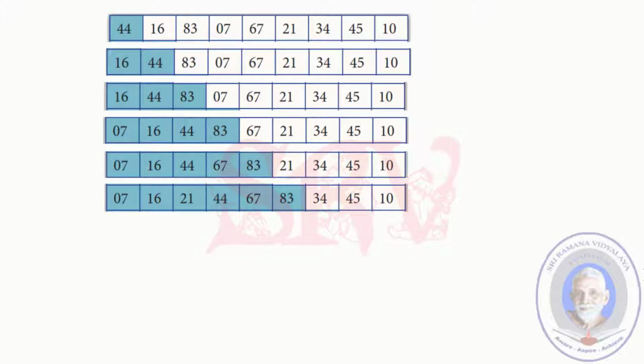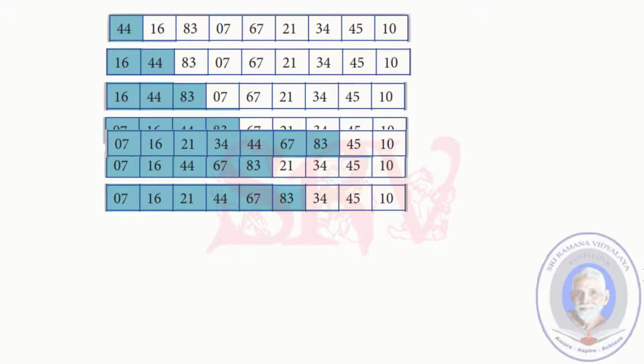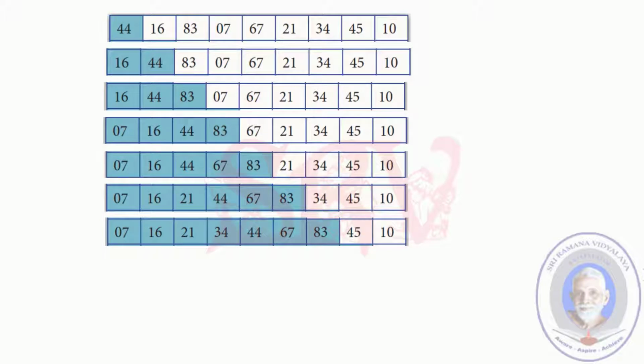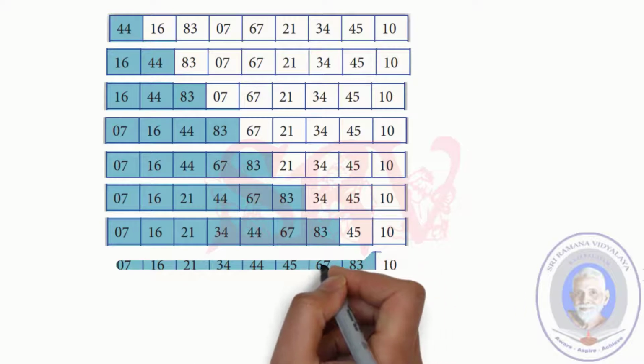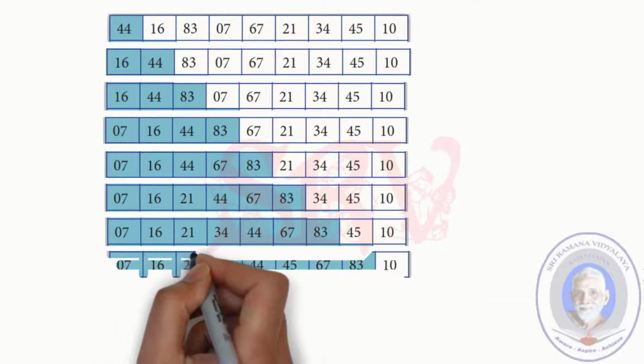Now the rightmost element in the sorted list is 83 and the leftmost element in the unsorted list is 34. So 83 is compared with 34. As 34 is less than 83, 67 and 44, these three values are shifted towards the right and 34 is inserted at index 3 position. Next, 83 is compared with 45. As 45 is less than 83 and also 67, these two values are shifted towards the right and 45 is inserted at index 5.